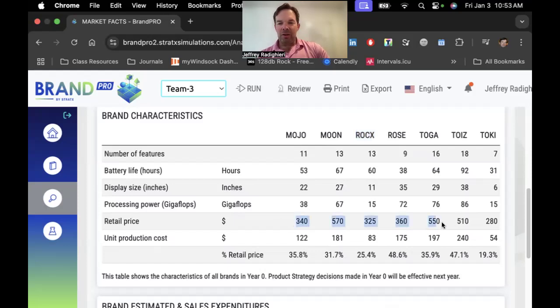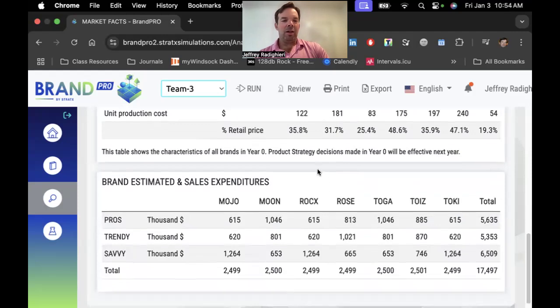Also shows you the current price of every product. So maybe for competitive pricing purposes, you want to price yours higher or lower or the same as a competitor. You can use that information here to help you determine what that should look like.